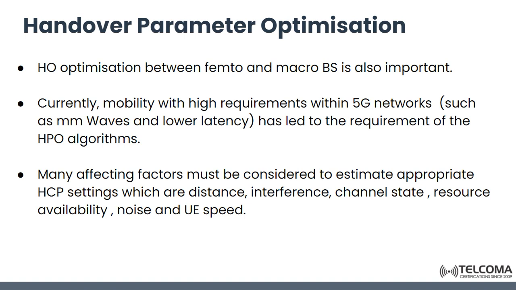In this, many affecting factors must be considered to estimate the appropriate settings, like distance, interference, channel state, resource availability, noise, and the UE speed. All of these factors lead to the handover parameter optimization, and it is an important concept for the optimization of the networks. Thank you.